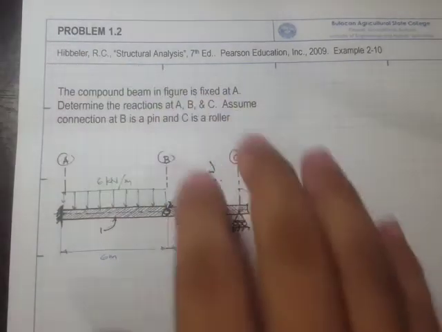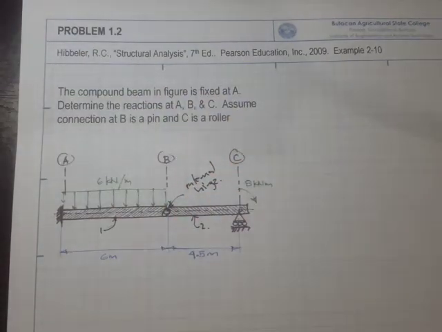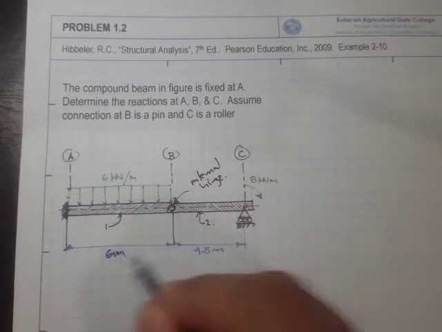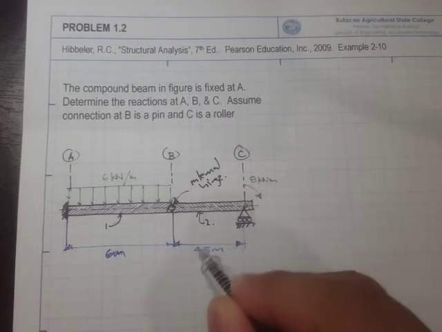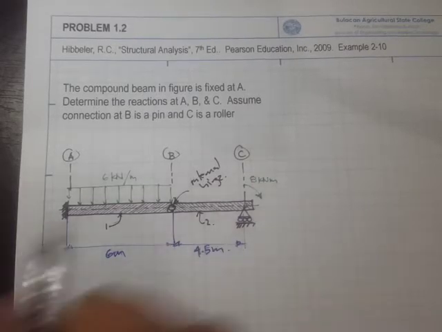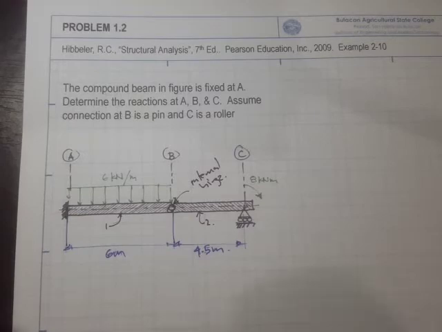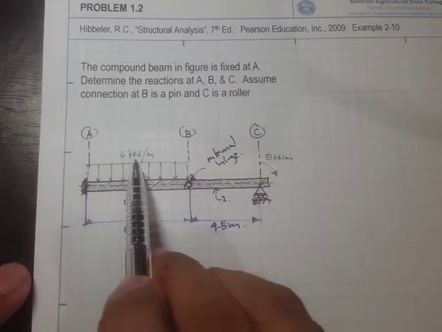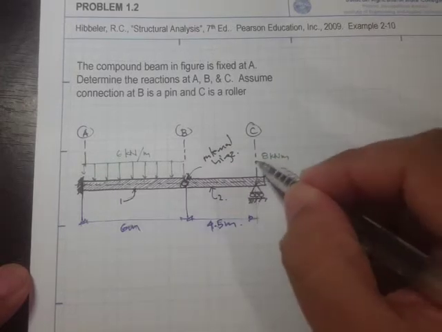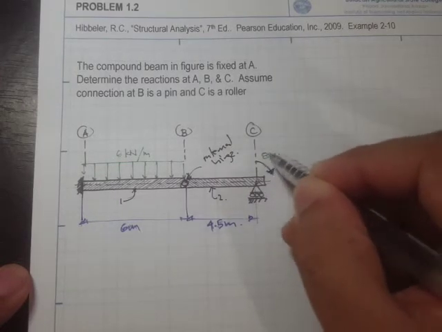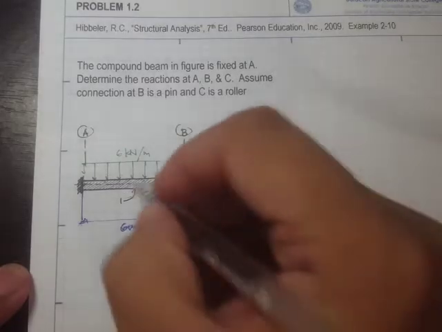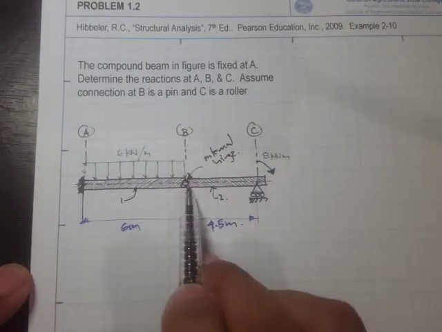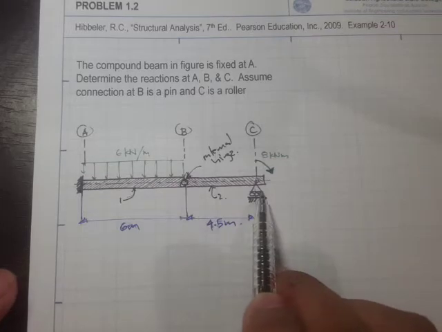Okay, and in terms of dimensions, from point A to point B this is 6 meters, and from point B to point C this is 4.5 meters. Now, this compound beam is subjected to a distributed load from point A to B of 6 kilonewtons per meter, and an external moment of 8 kilonewton meter. So this one is fixed, right? Fixed, internal hinge, and this one is a roller support.